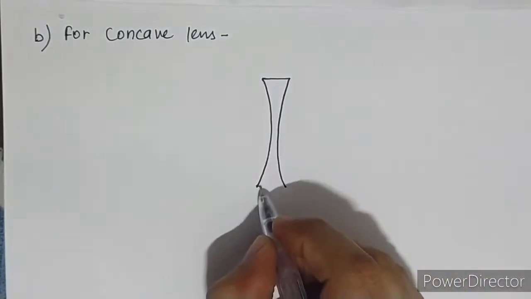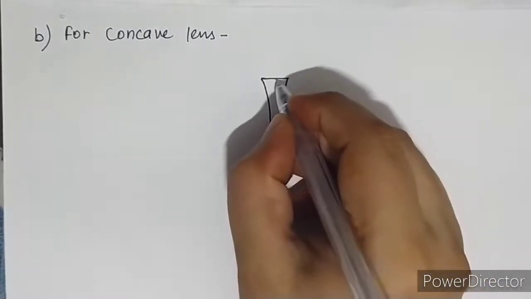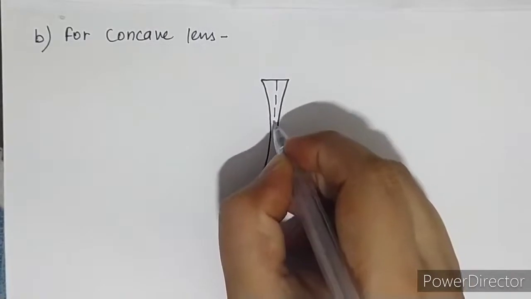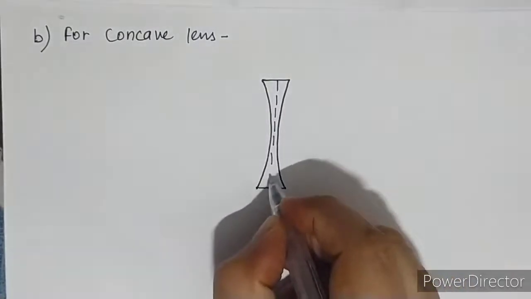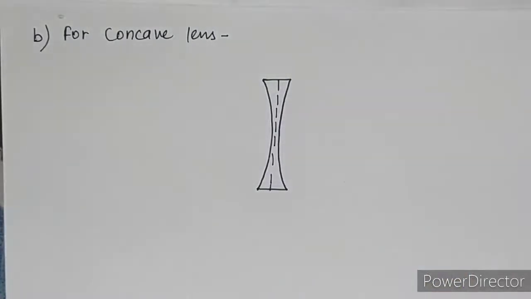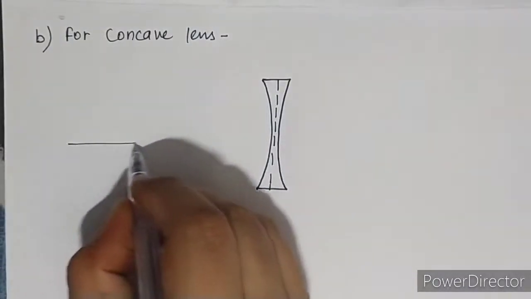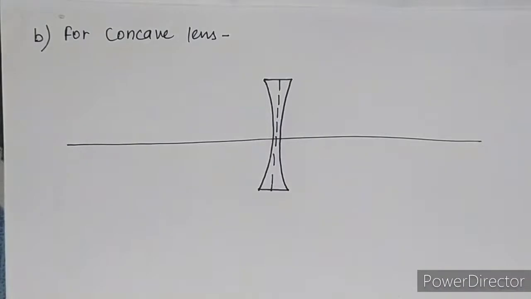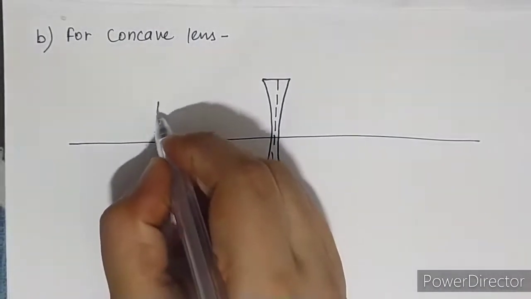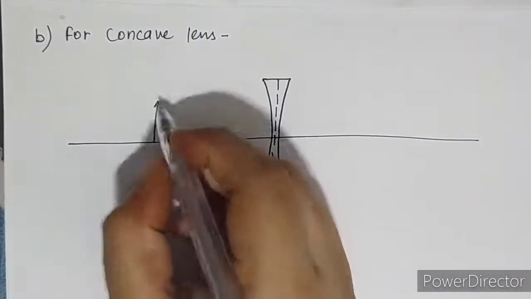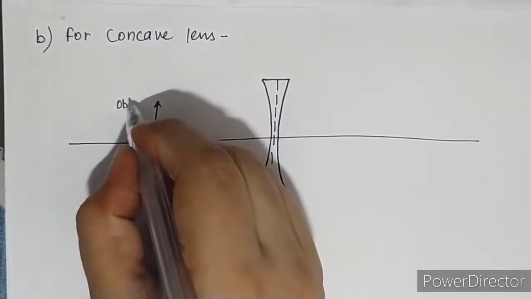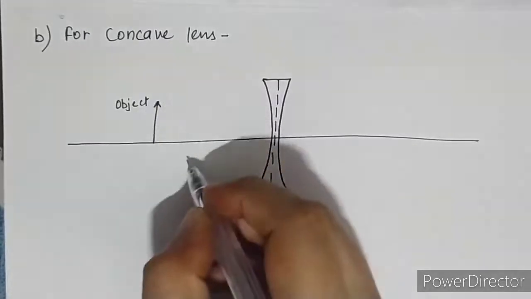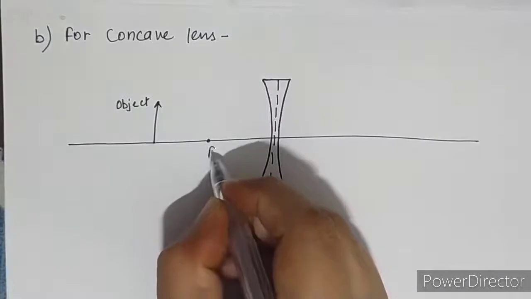It is thicker at the edges and thinner at the center. I am doing the bifurcation because it is a combination of two spherical surfaces, and here is your principal axis. Clear? So first of all, I have kept the object here. This will be your object, and this is the focal length on this side.